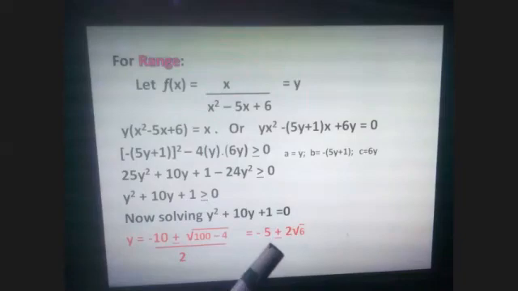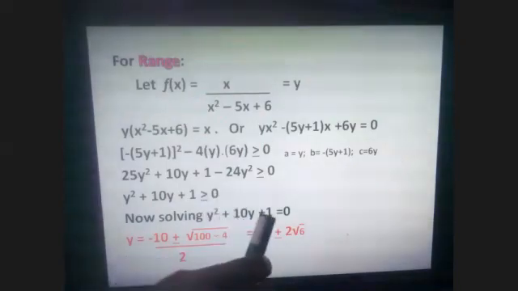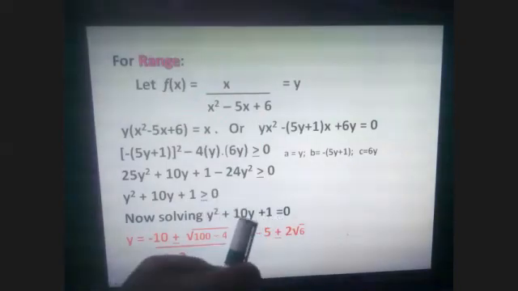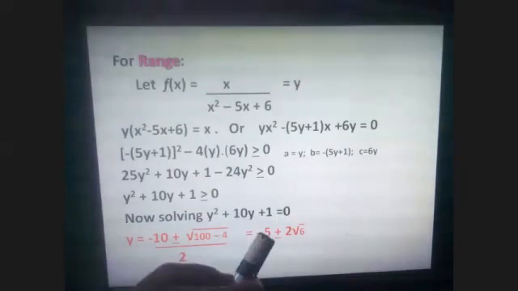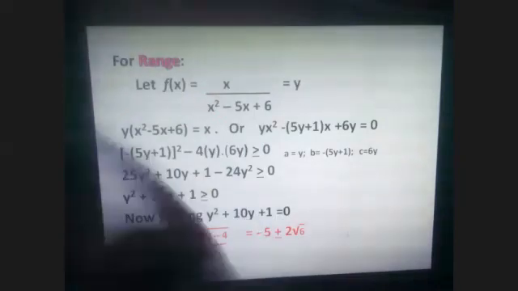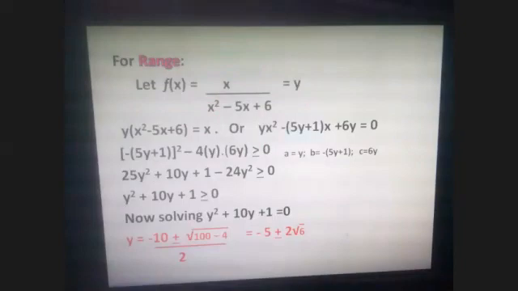These two values, which two values? Minus 5 minus 2 root 6 and minus 5 plus 2 root 6. Let me call them alpha and beta. For these two values, alpha and beta, this quadratic polynomial is equal to 0. Now, for what values of y is the quadratic polynomial more than or equal to 0? That is the question. Can you tell me? Can you solve the quadratic inequation?